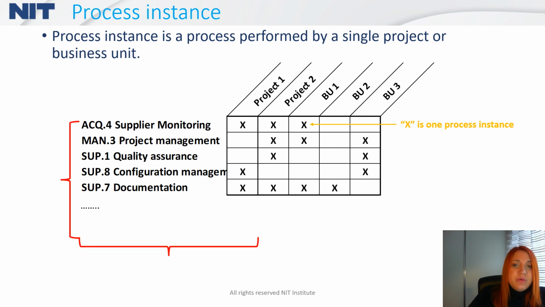For the assessment where we want to check the product and process risk, we will then use one process instance for the already selected processes which are forming the process profile. It means that if we are assessing project 1, we will check the one instance in each of the processes in the process profile.